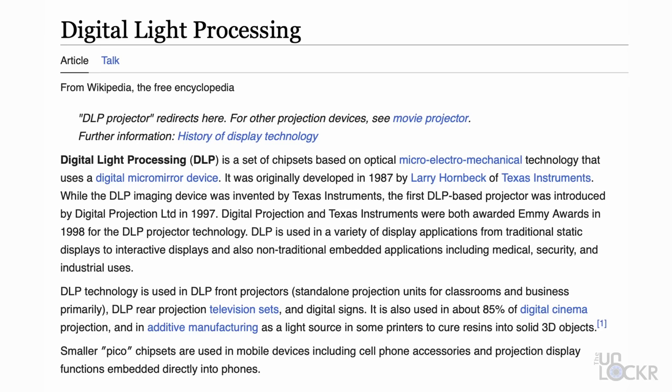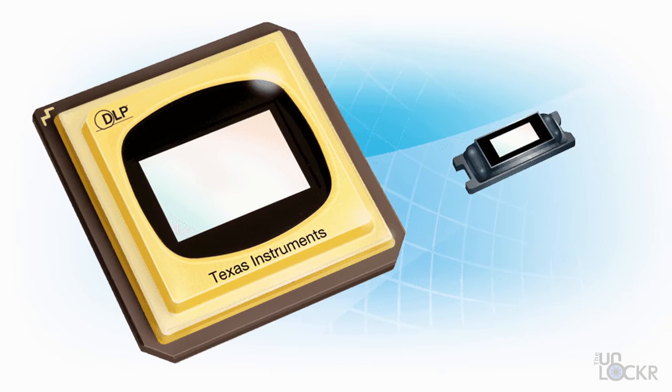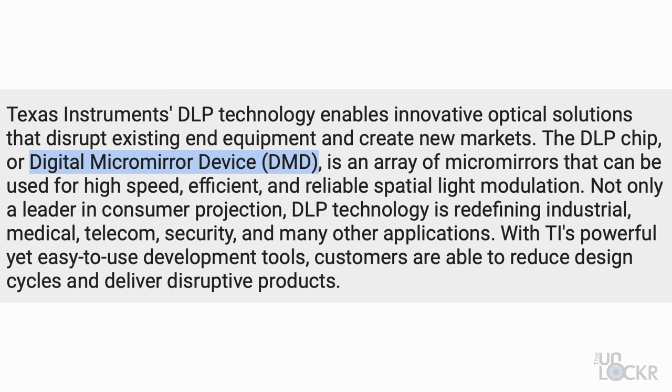And after that, we have DLP, or digital light processing. It's actually a brand name owned by Texas Instruments for DMD, or digital micromirror devices. Think like Kleenex and tissues. Now, this is a panel comprised of thousands of microscopic mirrors that each represent a pixel on the screen.